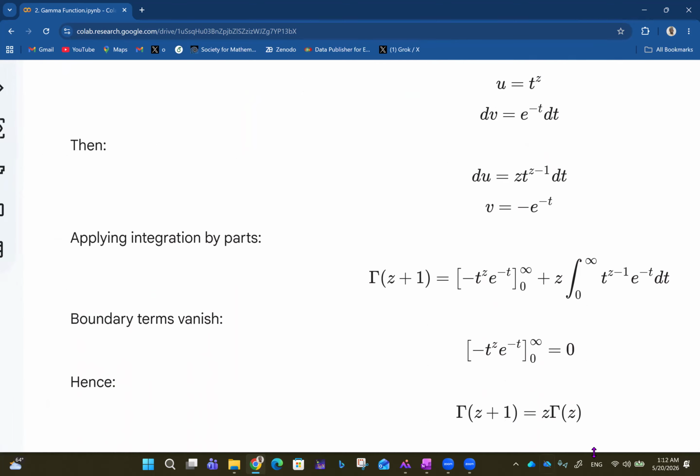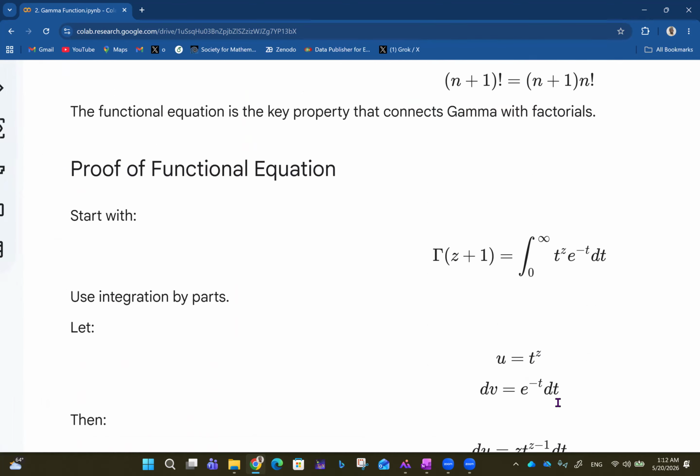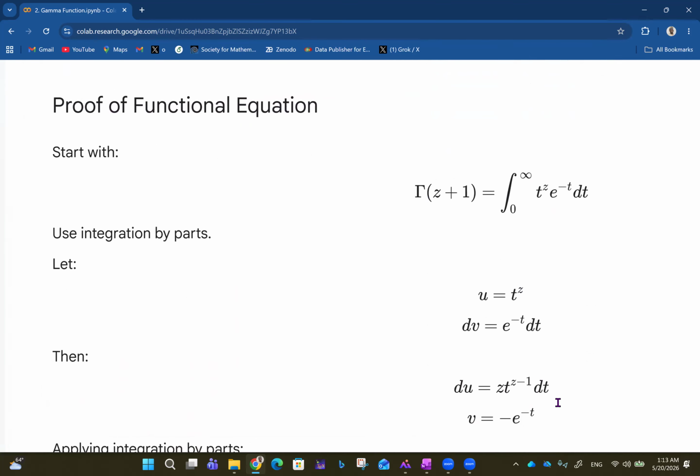So that was the proof I did in the other video, right? I'll just run through it slowly. If you start with gamma z plus 1 to be the integral from 0 to infinity of t raised power z e raised power minus t dt.